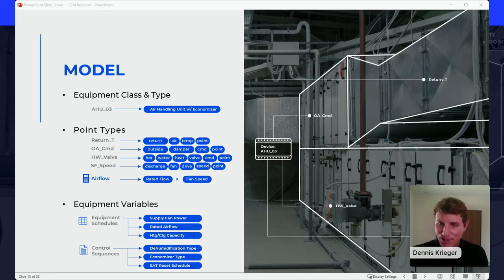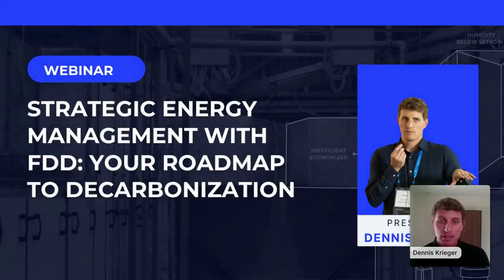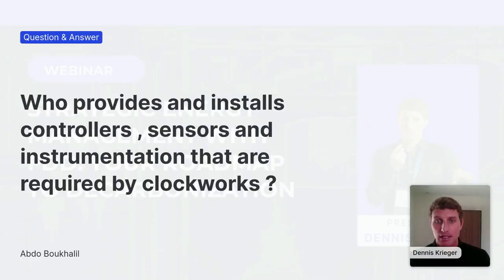I want to answer questions on the fly here if I can catch them. I see the question on who installs controllers, sensors, and instrumentation. To be clear, everything we're connecting to in this building already exists, meaning when you deploy these new tools, we're taking what you already have, which are usually the building management system, the controllers within it, the data points that we have available there, and we're simply collecting data off of those.